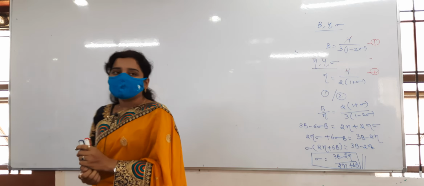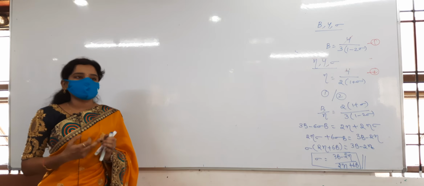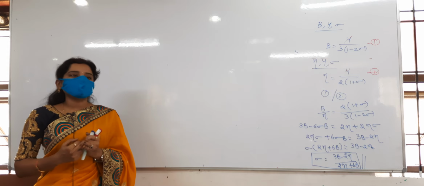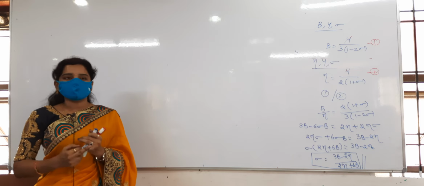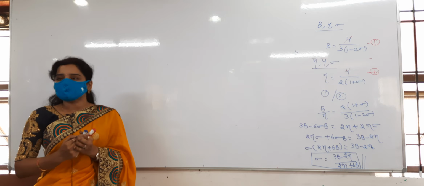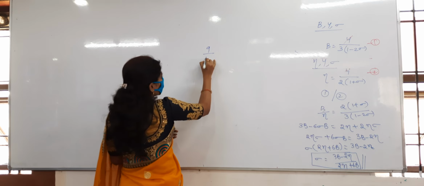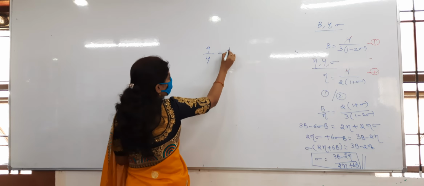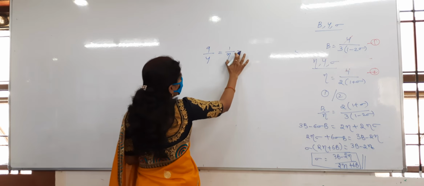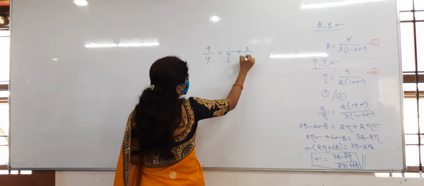And also whenever you come to the relation between Young's modulus, bulk modulus and rigidity modulus, at that time your formula will be 9 by Y is equal, this one is important, 9 by Y is equal to 1 by eta plus 3 by B.